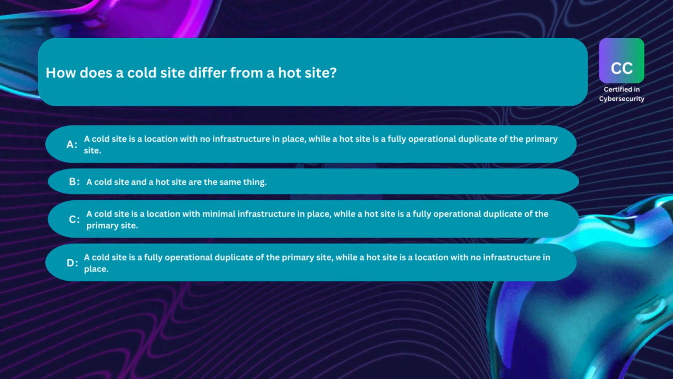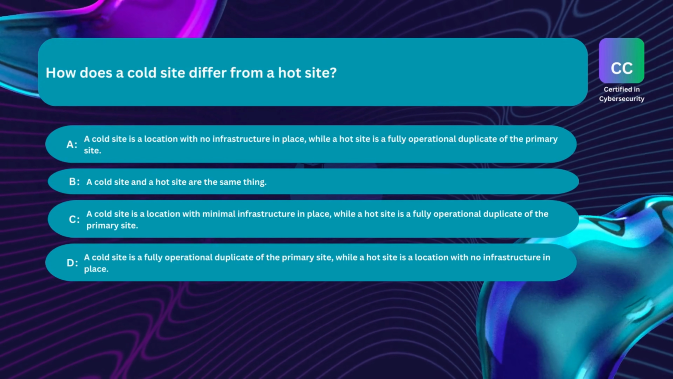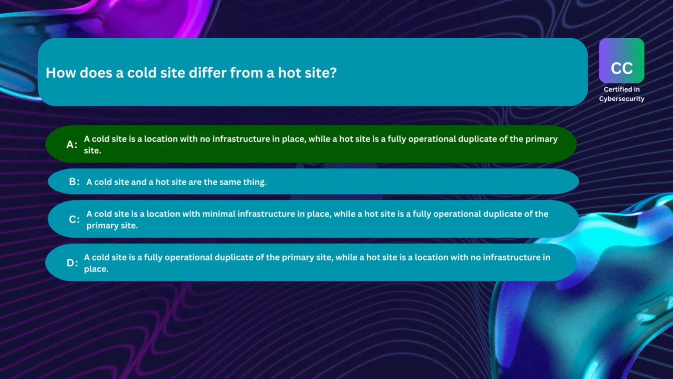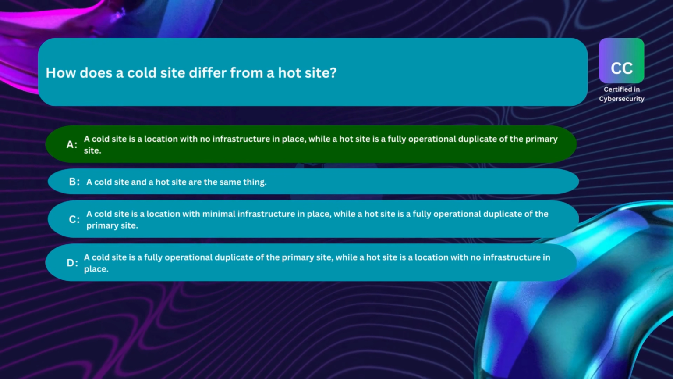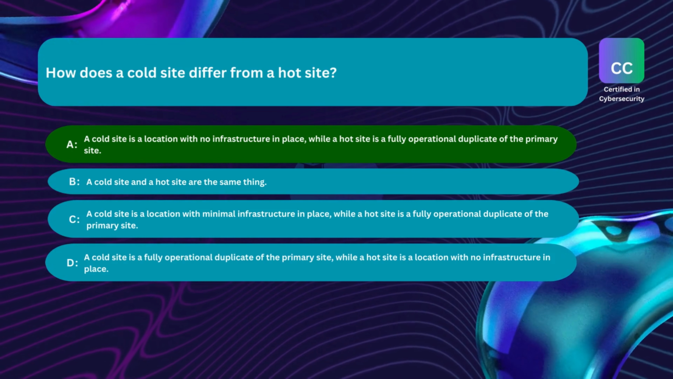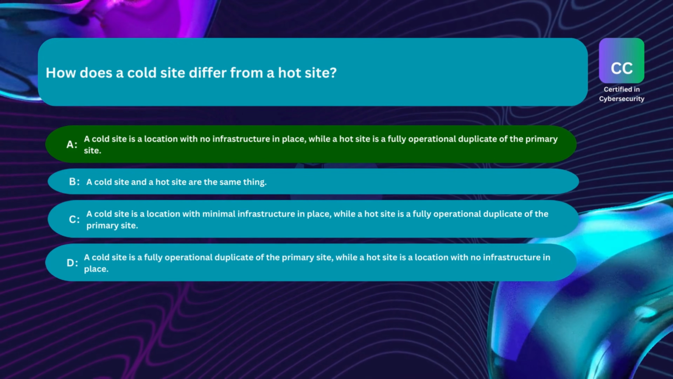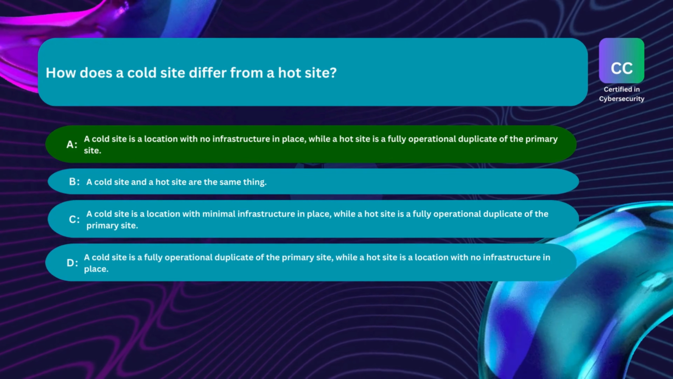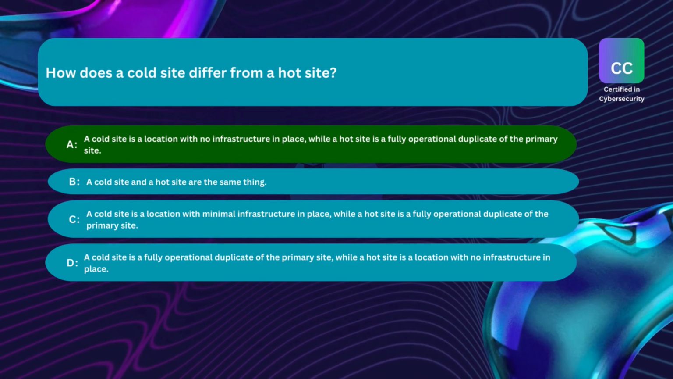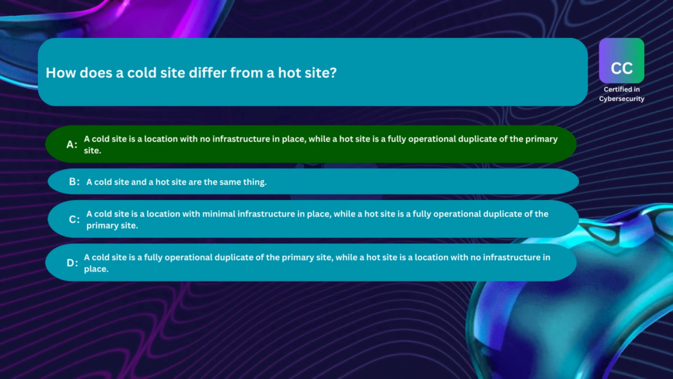Option D, a cold site is a fully operational duplicate of the primary site, while a hot site is a location with no infrastructure in place. The correct answer is option A, a cold site is a location with no infrastructure in place, while a hot site is a fully operational duplicate of the primary site. The difference between a cold site and a hot site is that a cold site is a location with no infrastructure in place, while a hot site is a fully operational duplicate of the primary site with all necessary infrastructure and resources.